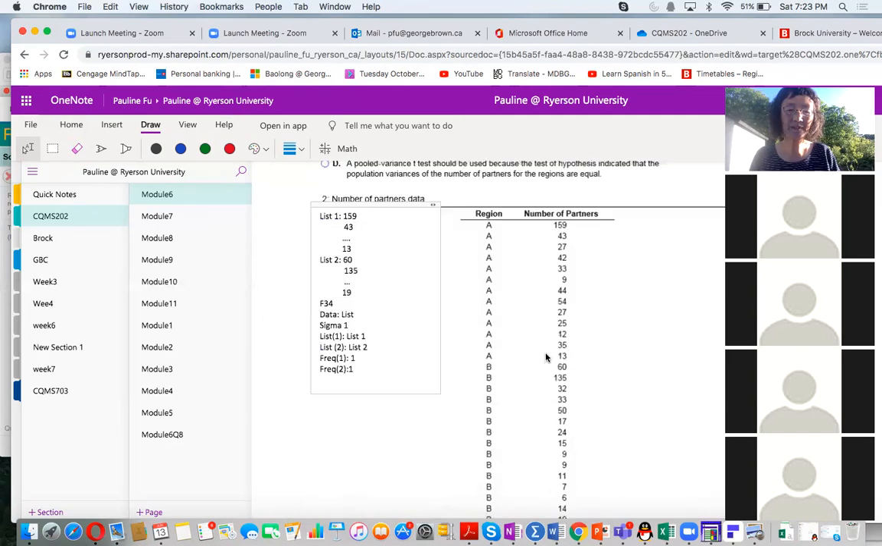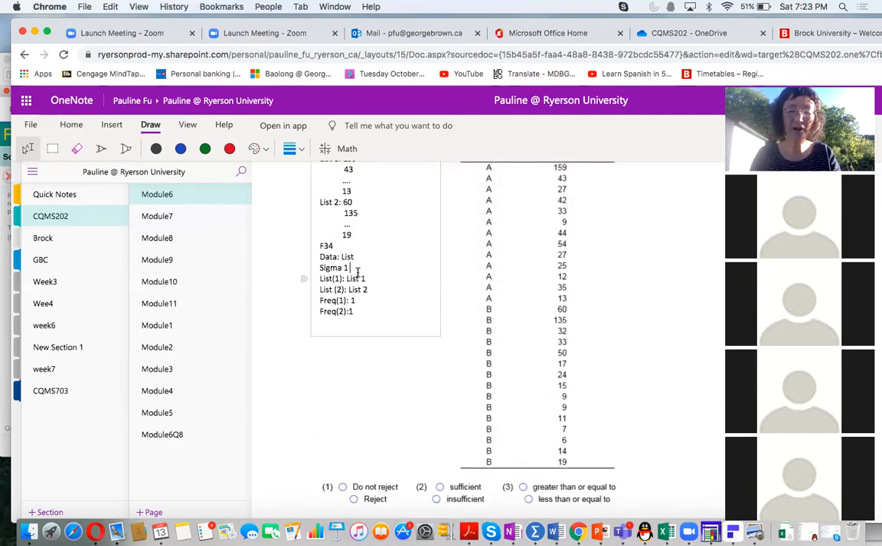Okay. So I missed a step here. Sigma 1 not equal to sigma 2. And then the rest are correct. You press EXE. So after that, you press EXE.